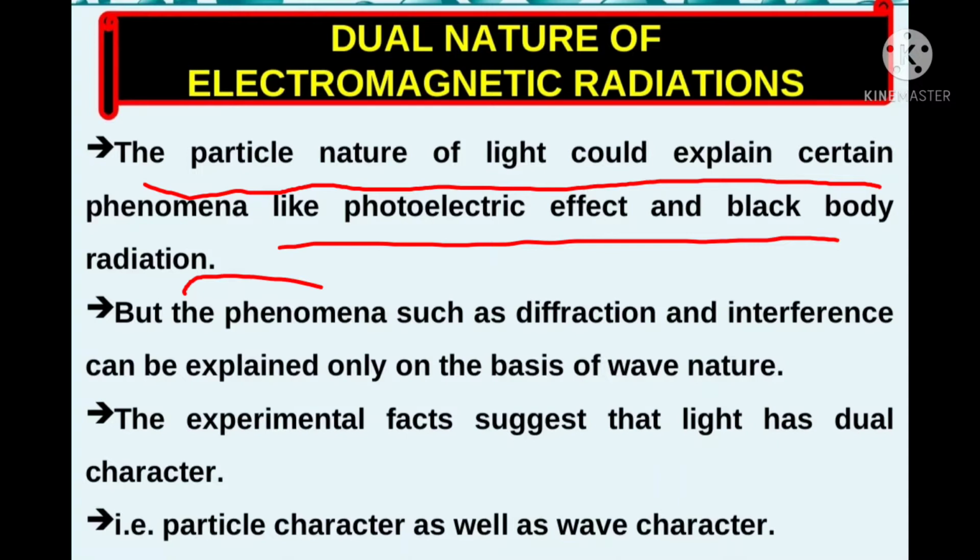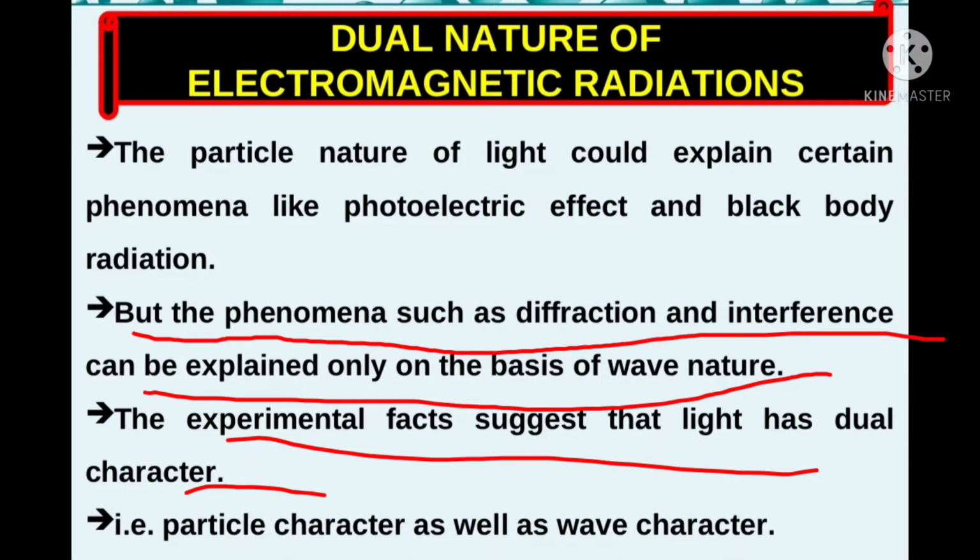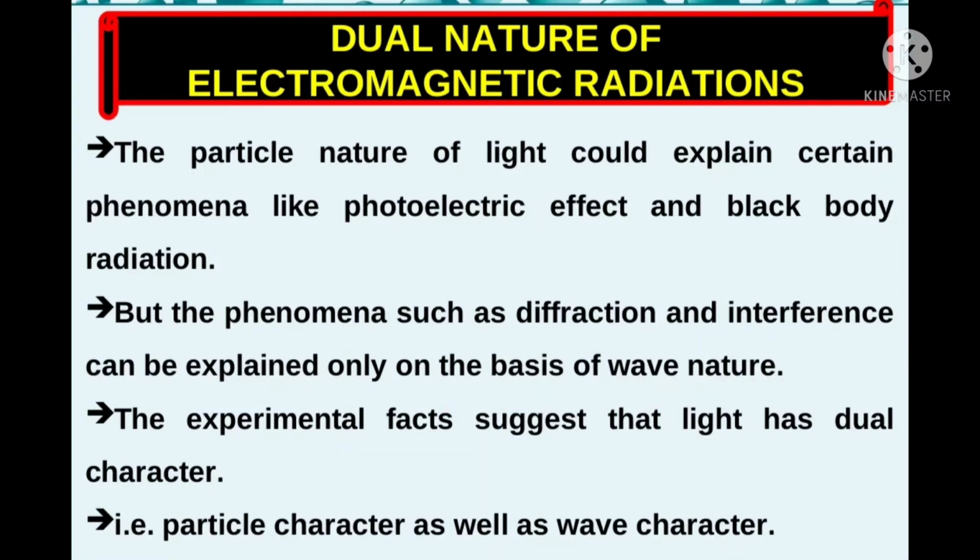We had studied the photoelectric effect and black body radiation, and these phenomena could explain the particle nature of electromagnetic radiation. On the other hand, radiations exhibit the phenomena of interference and diffraction, which indicate that they possess wave nature. So it may be concluded that electromagnetic radiation possesses dual nature: particle nature and wave nature.